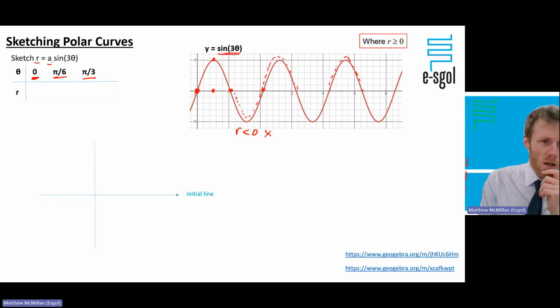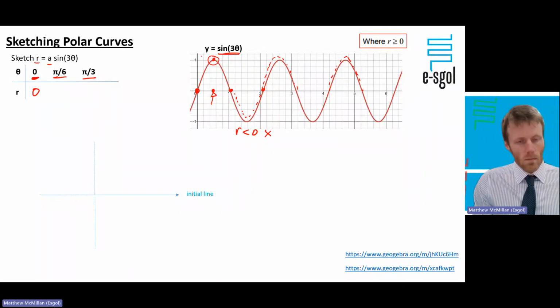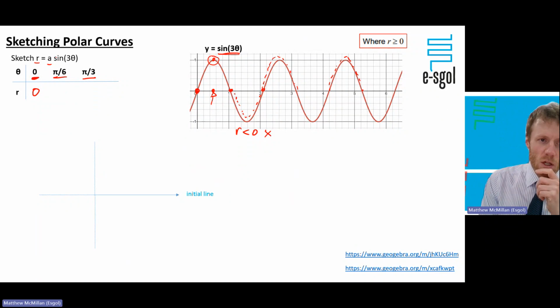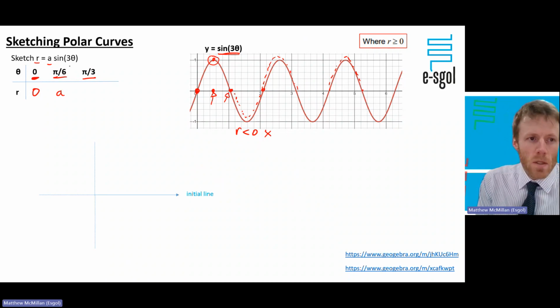So when our angle is 0, the sine graph is 0, so a times 0 is 0. When our angle is pi over 6, which is this point here, the sine graph gives us 1. So A times 1 gives us A. And then when we get back to this point here, which is pi over 3, we're getting 0. So A times 0 is 0.